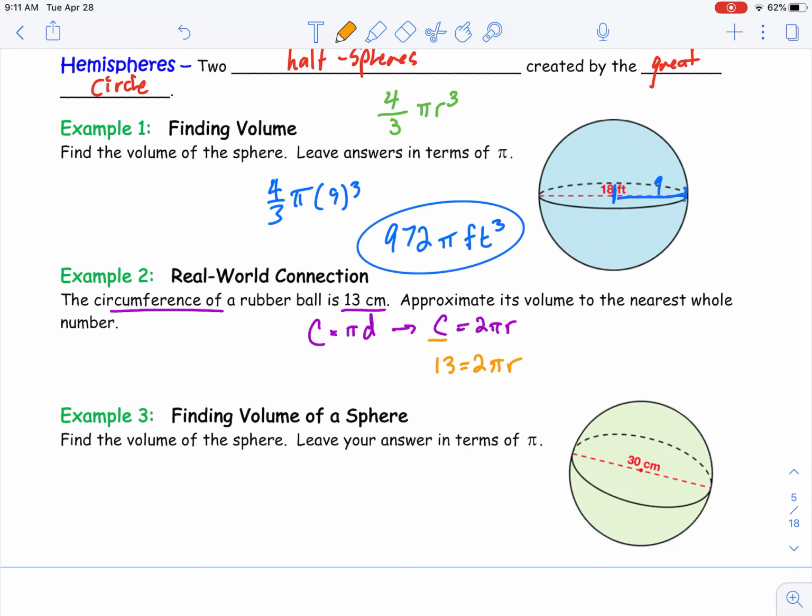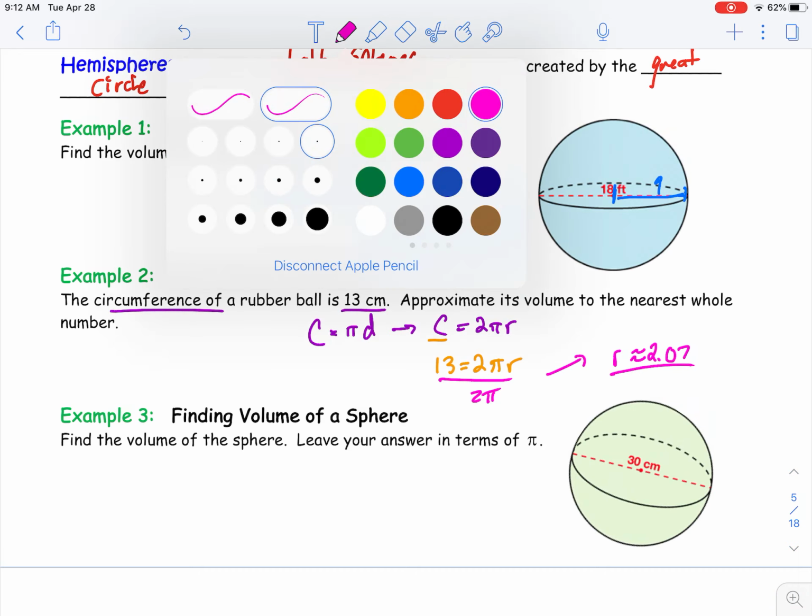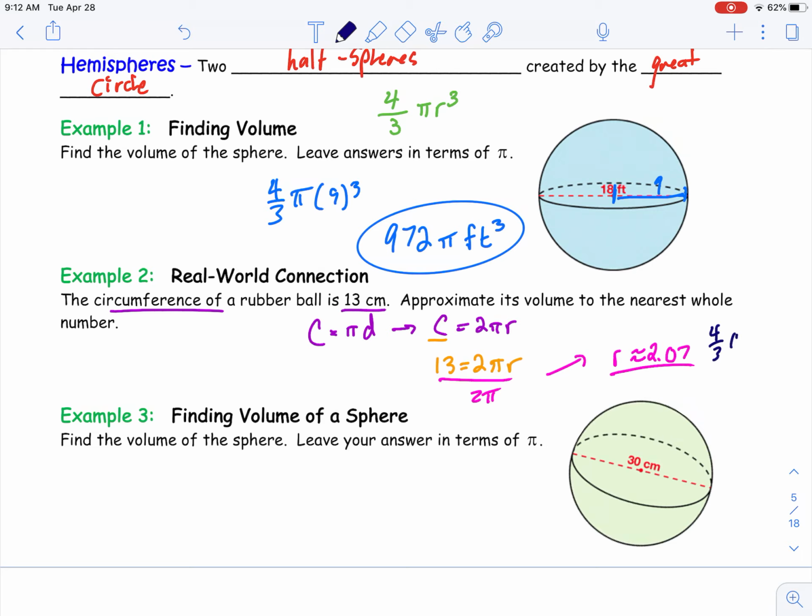So 13 is 2 pi times the radius. Well, now I can divide both sides by 2 pi in order to find my final answer, which in this case tells me that my radius is about 2.07. Now that I have the radius, I can plug that into my formula, which is 4/3 pi times radius cubed. So I'll do radius cubed times 4/3 times pi. And since I already have horrible decimals, I'm just going to multiply it all the way out.